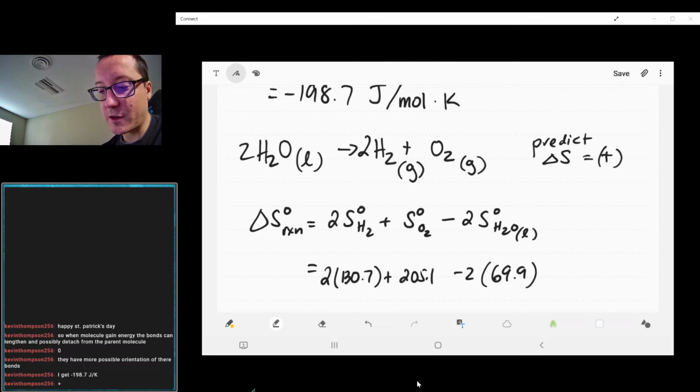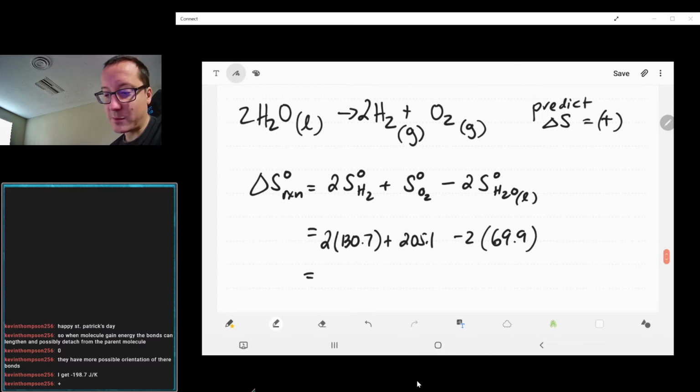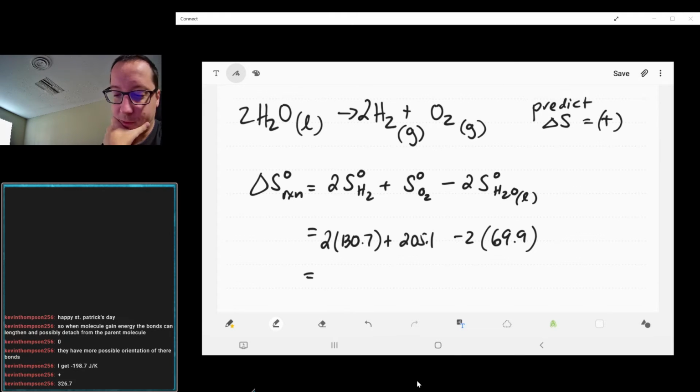Okay, so we have our values here, and Kevin will provide us with the answer, but we can already see this is going to be a very positive number. We're going to have something like 460 minus 130, so this is going to be a pretty big number, 300 something, right? But let's see what Kevin gets, because I'm too lazy to calculate it myself. Awesome, yeah, 326.7. So a strongly entropically favorable reaction.